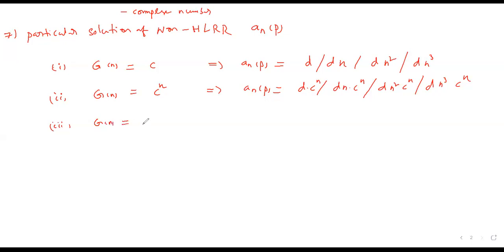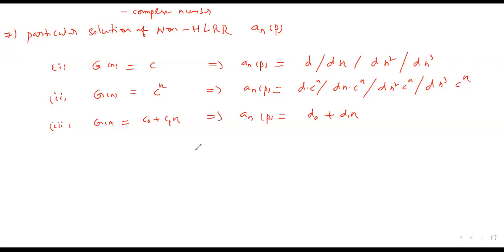This is the linear case. What is this linear case? Suppose Gn is in the form of C0 plus C1 into n. This is called the linear case. In this case, you can take the particular solution an of p equals D0 plus D1 into n. So these are the 3 important cases we have to discuss in this class.